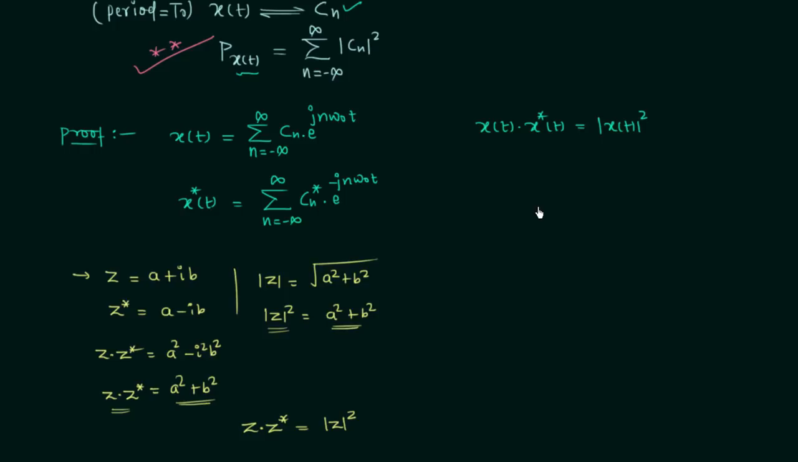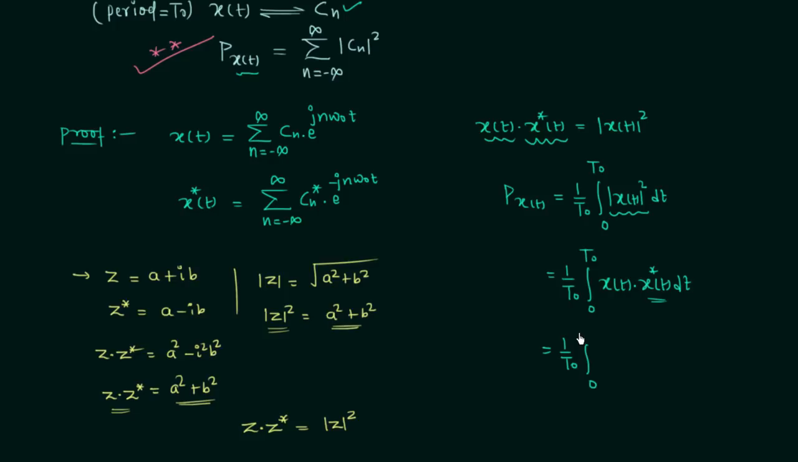And we know the formula of average power. The average power of signal x(t) is equal to 1 over T0 integration 0 to T0 mod x(t) whole square dt. Mod x(t) whole square, we can write as x(t) multiplied by x(t) conjugate. So we have 1 over T0 integration 0 to T0 x(t) multiplied by x(t) conjugate dt. x(t) conjugate is equal to this. So we have 1 over T0 integration 0 to T0 signal x(t) multiplied by summation n equal to minus infinity to infinity c_n conjugate multiplied by e^(-j n ω0 t) dt.